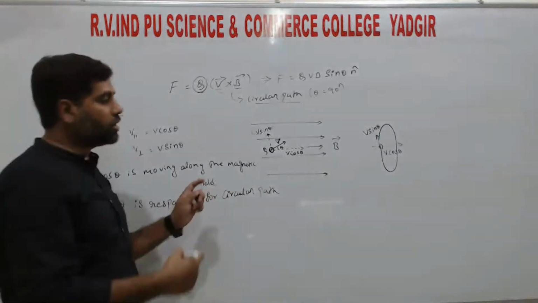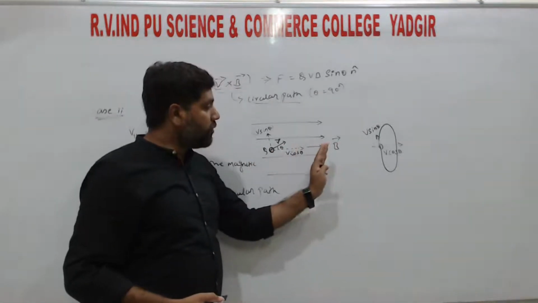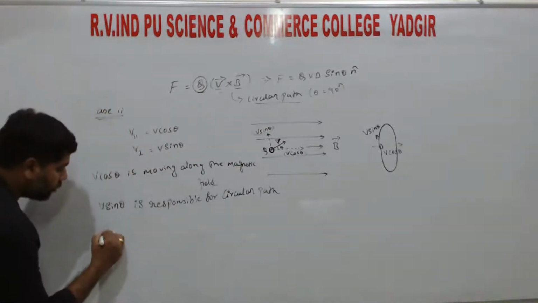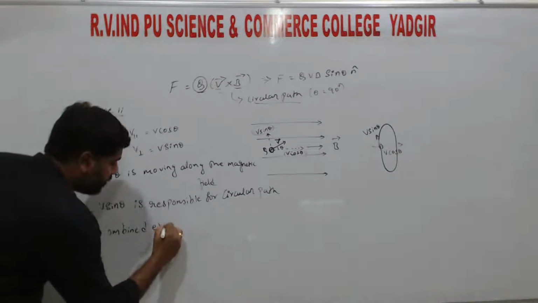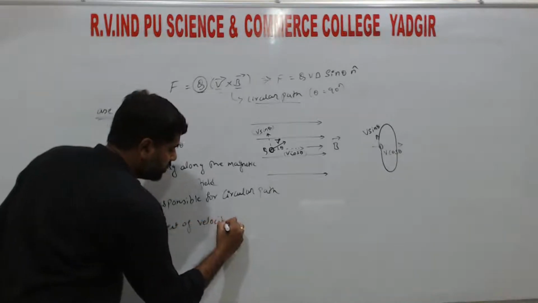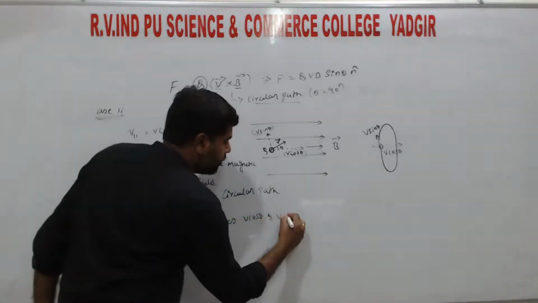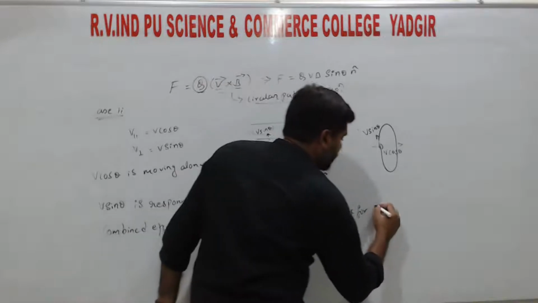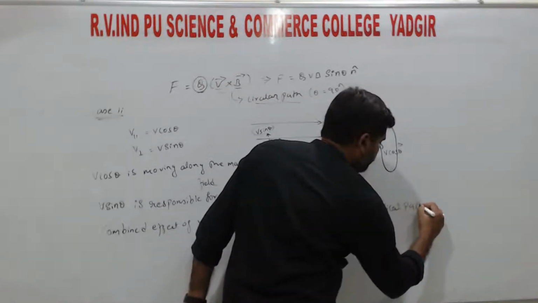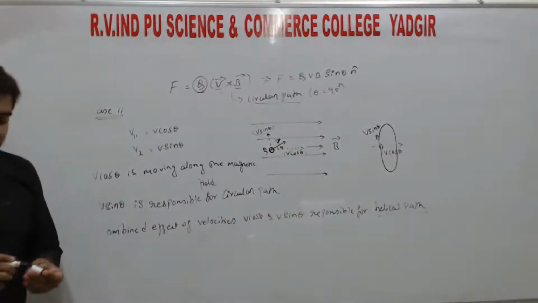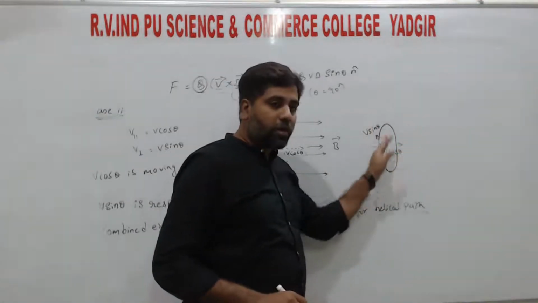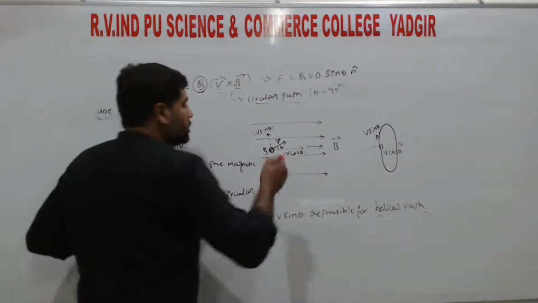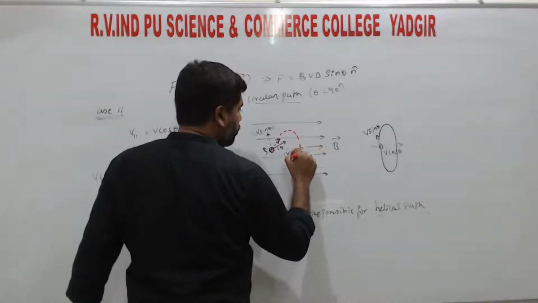So it moves in a circular path, and along with that it also moves along the horizontal. So due to the combined effect of v sin theta and v cos theta, right? The combined effect of the velocities v cos theta and v sin theta is responsible for the helical path. So due to this combined effect, it will move in a helical path, because the vertical component traces a circular path and the horizontal component displaces it. Since both happen at a time, it will move in the helical path.